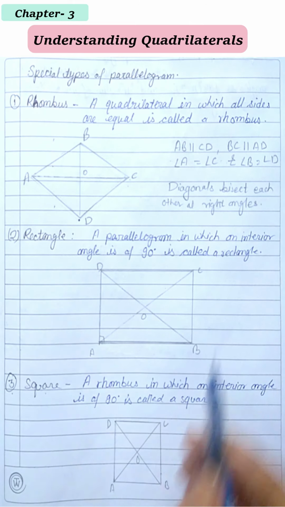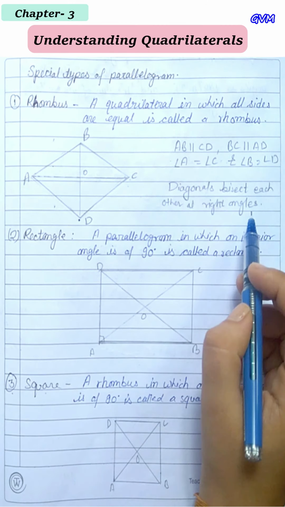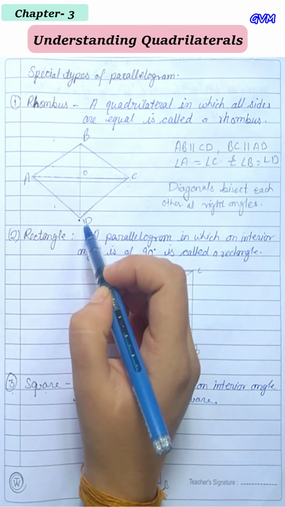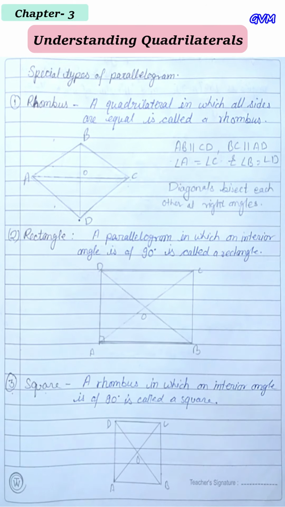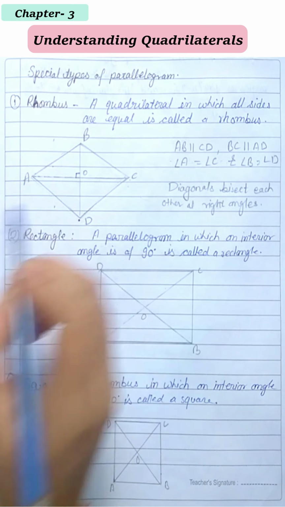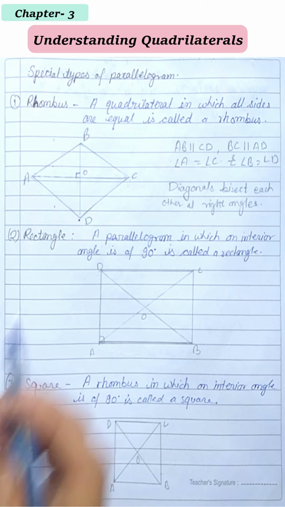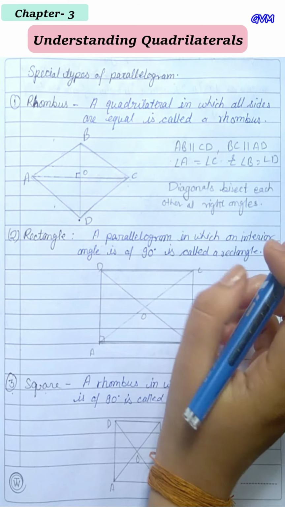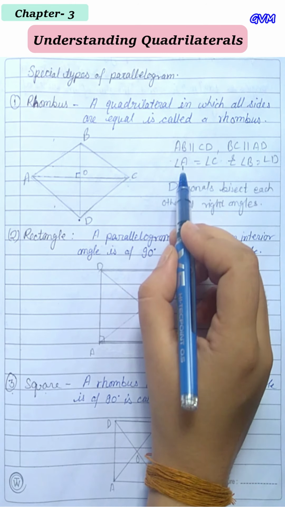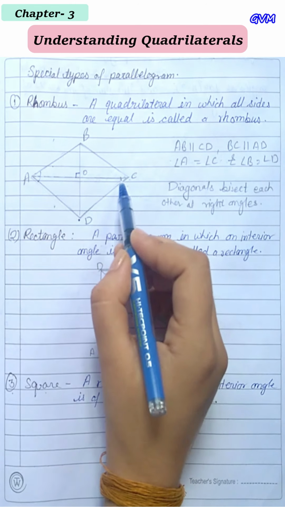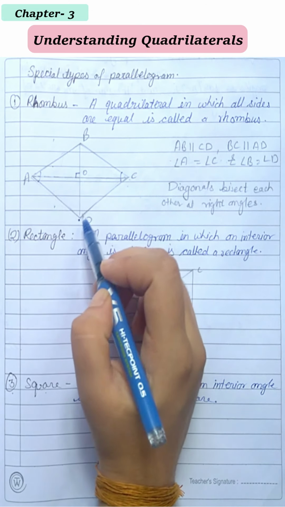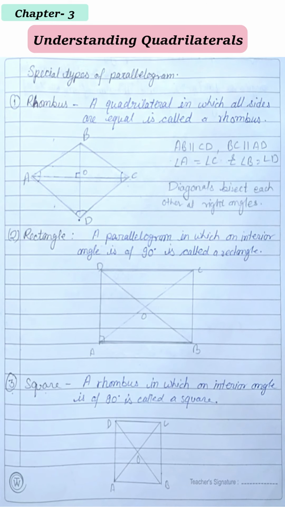Diagonals bisect each other at right angle. The diagonals in this quadrilateral, called a rhombus, bisect each other at right angle. That means they make a right angle when they intersect each other. And the opposite angles are also equal. So angle A equals angle C, and angle B equals angle D. So these are the properties of a rhombus.